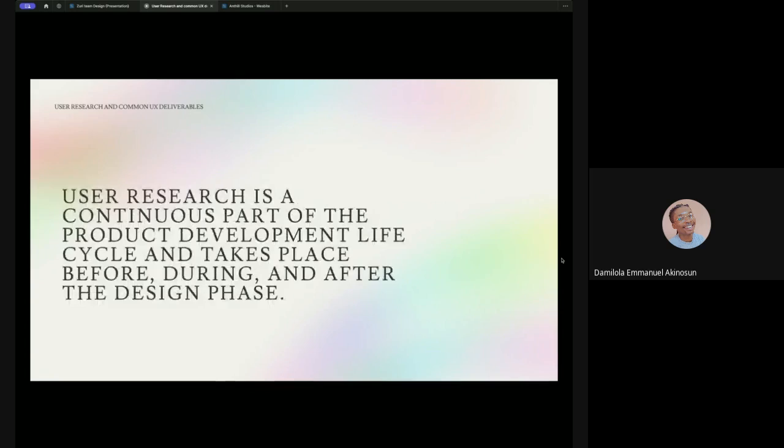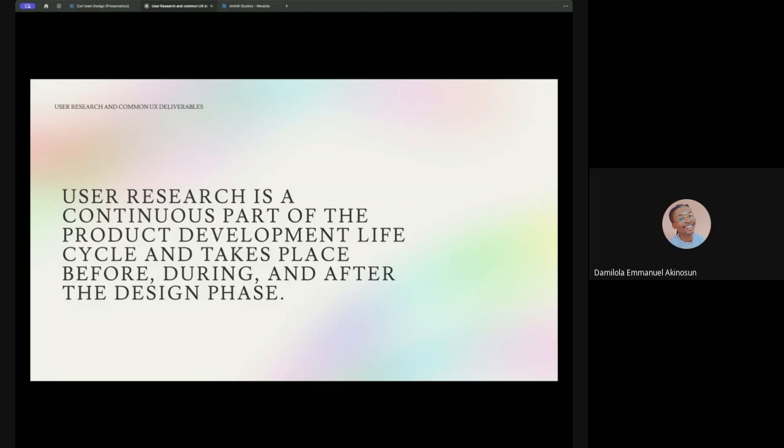Now, the first thing you need to understand is that user research is a continuous part of the product development cycle, right? That's the first and foremost thing you need to understand: user research is continuous. It doesn't stop. There's nothing like, when we wanted to study design, I did user research, now there's nothing for me to do user research again. It doesn't work that way, right? And the goal of user experience research is really to prioritize the user. Number one, we want to prioritize the users.